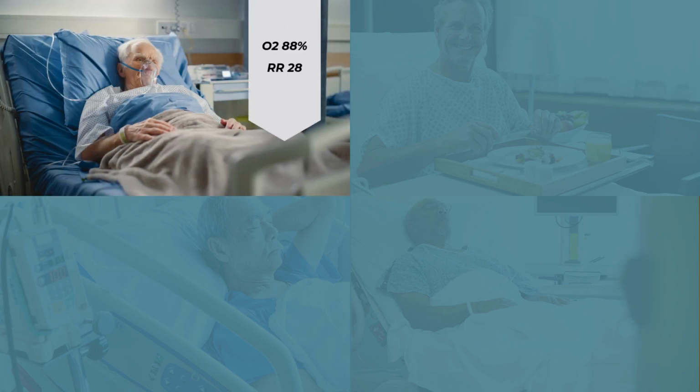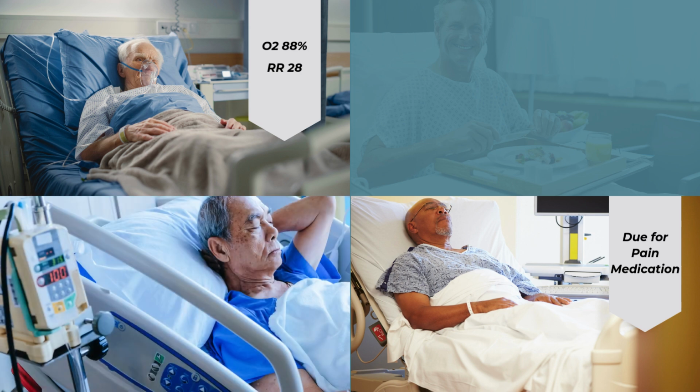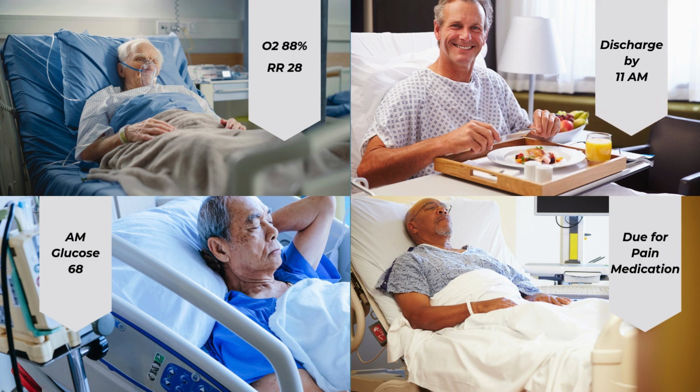4 patients, 1 nurse. Who do you see first? Patient A. Oxygen saturations are 88%, respiratory rate 28, somewhat labored. Patient B. Stroke patient, been here for 2 days, and he's due for medications. Patient C. Morning glucose level is 68. History of diabetes. Patient D. Discharge teaching required for a patient who needs to leave by 11 a.m.